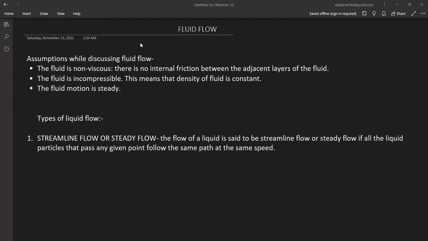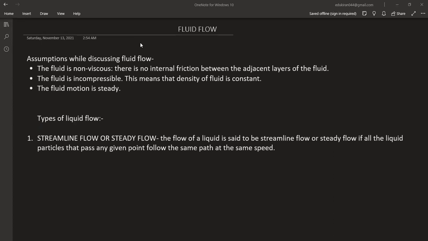Yes, now coming to fluid flow. This is a very small topic, but an important one. There are certain assumptions while we are considering fluid flow. These assumptions we'll study better in kinetic theory, that is also left. So at that time we'll study.